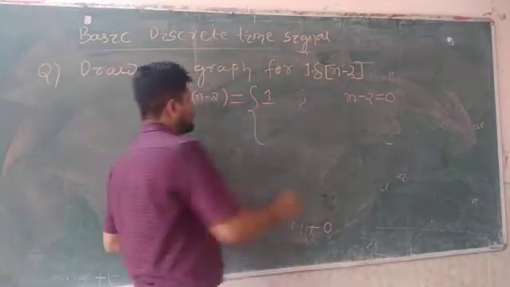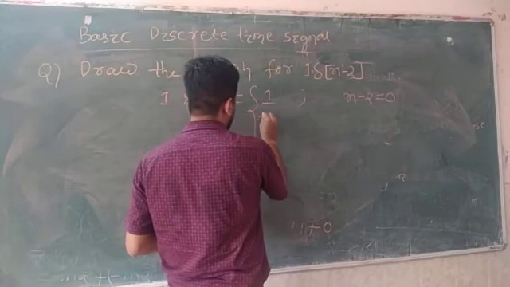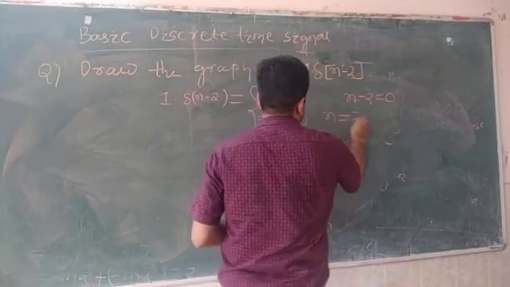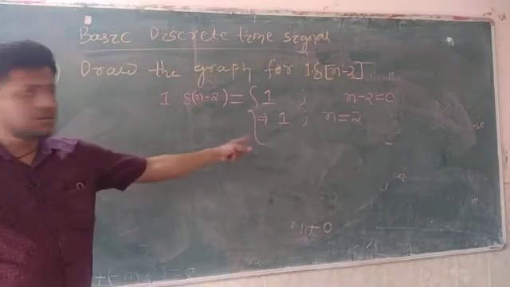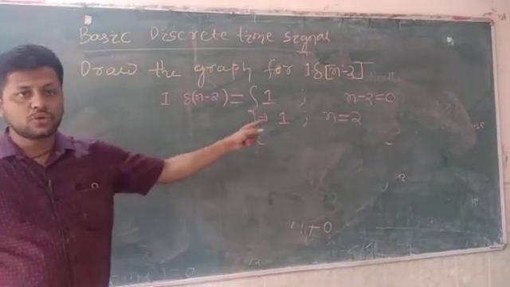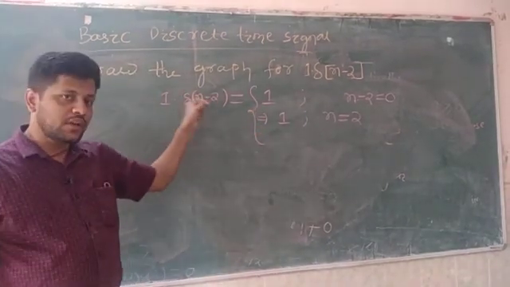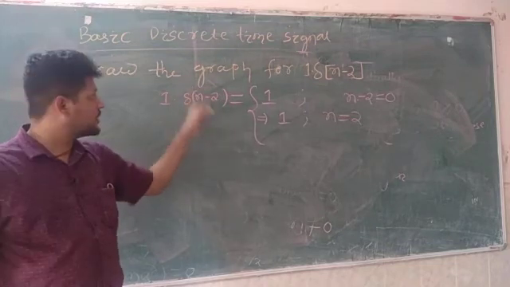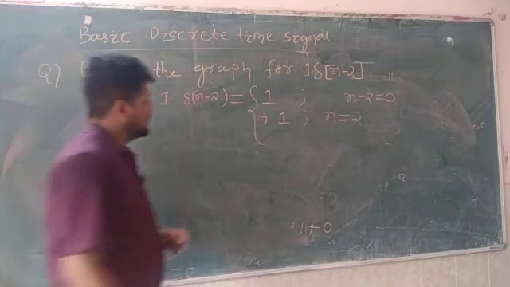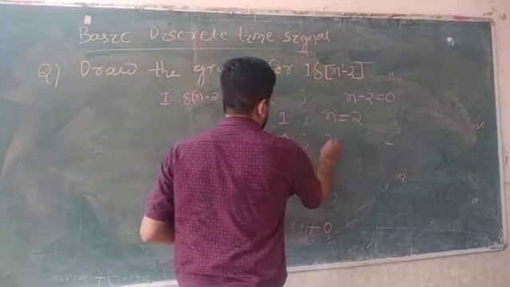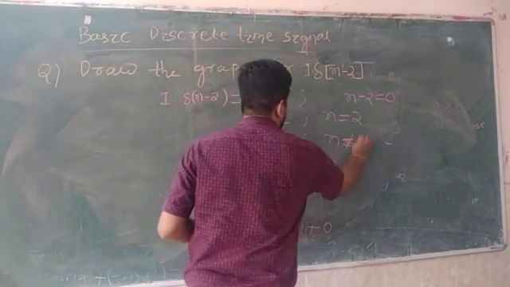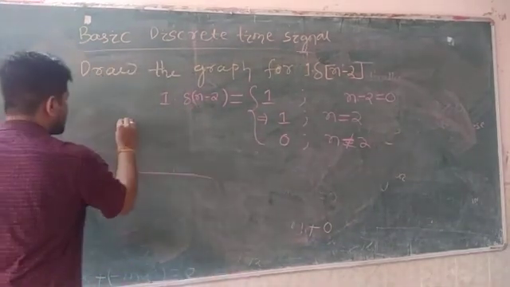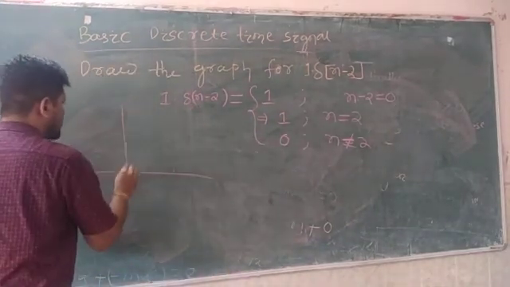That means this will be 1 only when n equals 2, because n minus 2 equal to 0 means n is equal to 2. That means the impulse will arise only at time 2. When the time value is equal to 2, this impulse will arise. Otherwise, when n is not equal to 2, the value will be 0. So how to represent this graphically?